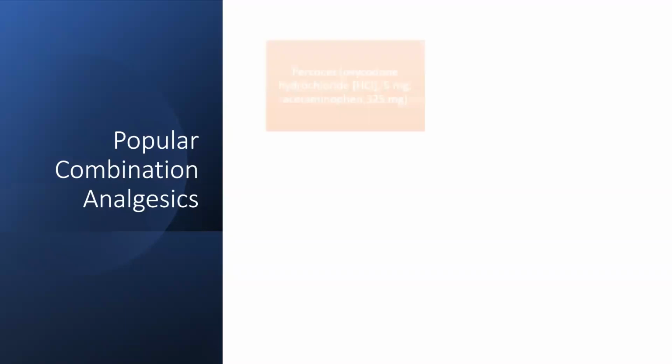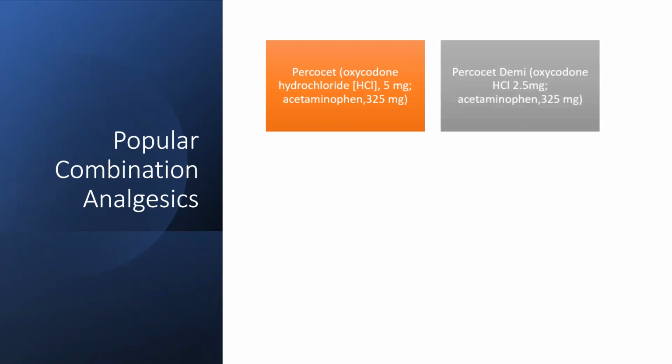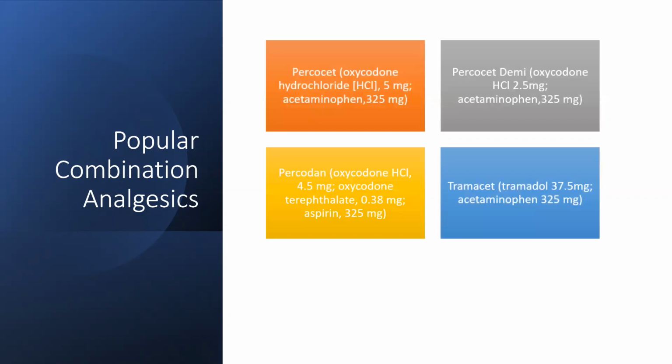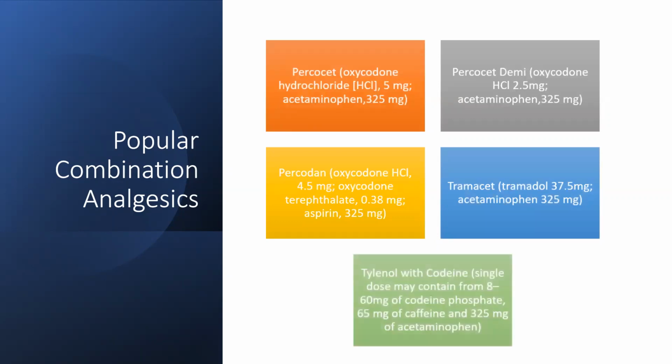So what are these popular combination analgesics? For example, Percocet, which includes oxycodone hydrochloride 5 milligrams and acetaminophen 325 milligrams. Percocet Demi, that is oxycodone 2.5 milligrams and acetaminophen 325 milligrams. We have Percodan, oxycodone 4.5 milligrams, then oxycodone, another salt, terephthalate 0.38 milligrams, and aspirin, which is a non-opioid, 325 milligrams. Then Tramacet is tramadol 37.5 milligrams and acetaminophen 325 milligrams.